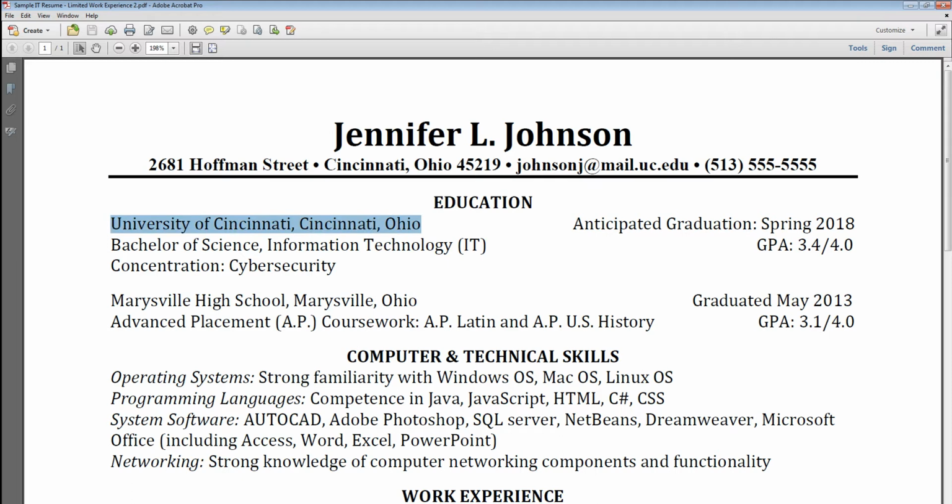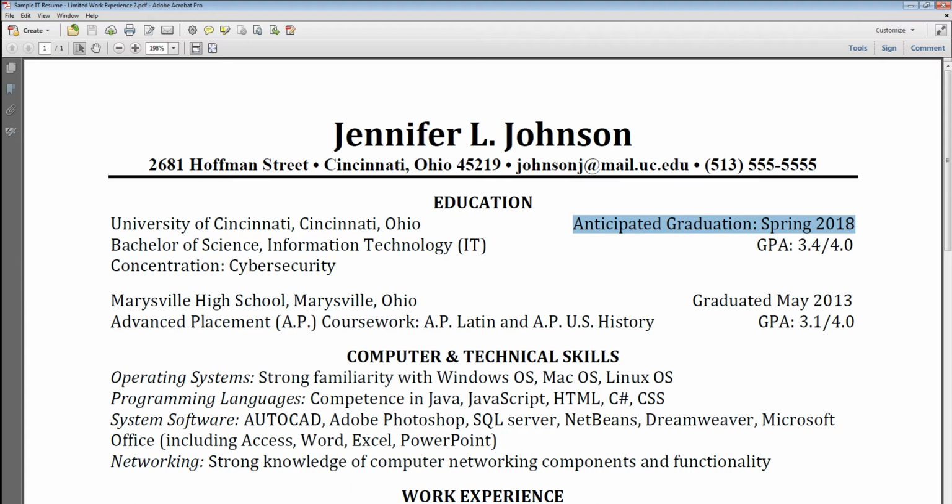So that being said, we're structuring this reverse chronologically, meaning the most recent piece of education first, which is the University of Cincinnati. So I've listed the University of Cincinnati, the location of that in Cincinnati, Ohio, and then I've listed, right aligned on the document, your anticipated graduation. In this particular example, the anticipated graduation is spring 2018. That's important from the perspective of our employer partners, so they can determine how many co-op terms you would likely be available to work prior to actually graduating.